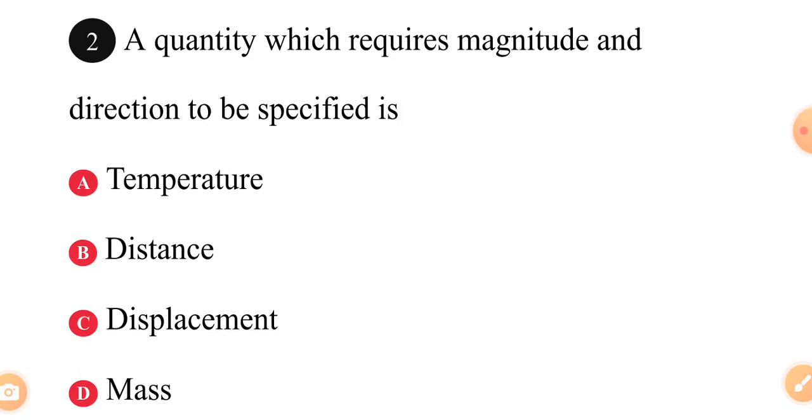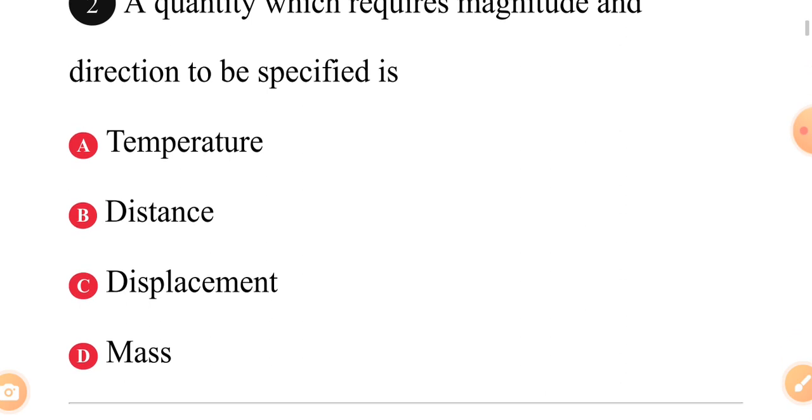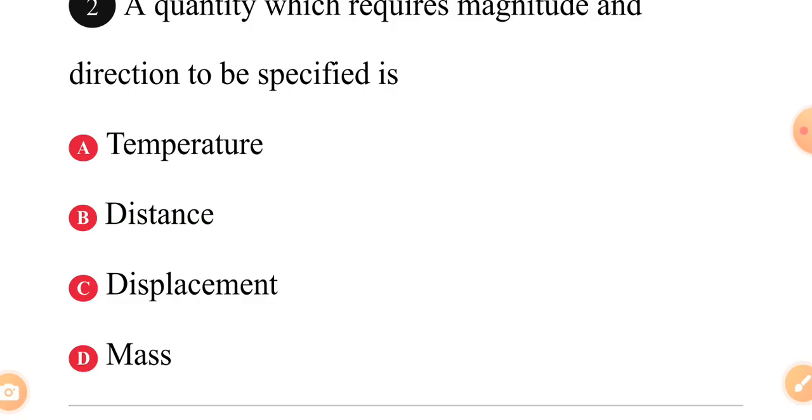A quantity which requires magnitude and direction to be specified is dash. A, temperature. B, distance. C, displacement. D, mass. We have scalar quantities and vector quantities. Scalars don't require direction, but vectors require both magnitude and direction.